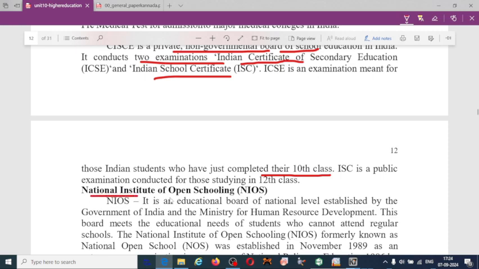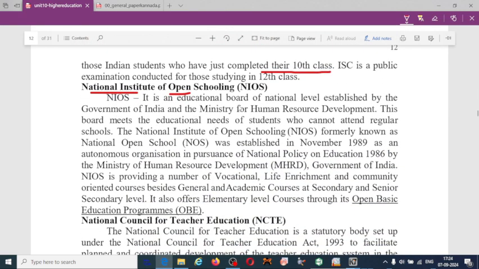So National Institute of Open Schooling NIOS. It is educational board of national level established by the Government of India and the Ministry of Human Resource Development. This board meets the educational needs of students who cannot attend regular schools. NIOS was established in 1989 as an autonomous organization in pursuance of National Policy of Education by MHRD.